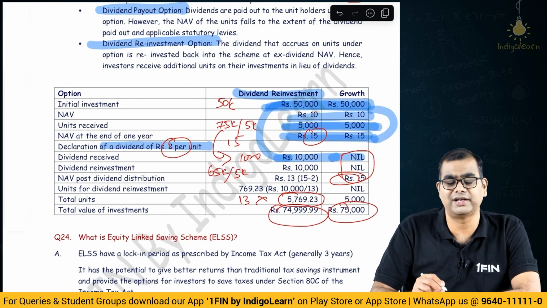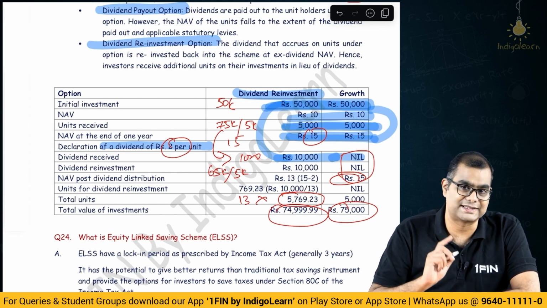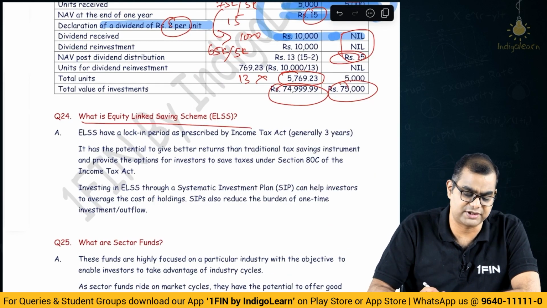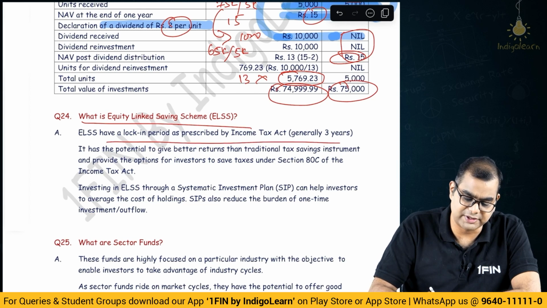However, in a dividend reinvestment option, you always have the issue of taxability. So when a dividend is declared, there could be tax implications. Then you have something called as an equity linked savings scheme. So ELSS have a lock-in period as prescribed by Income Tax Act.